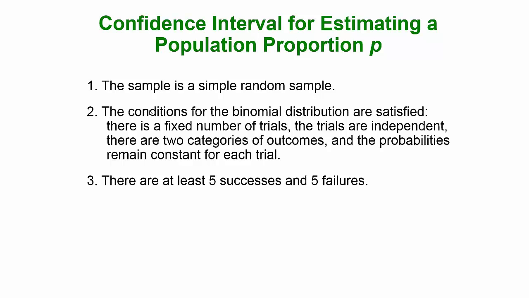When we set up a confidence interval for estimating the population proportion p, the sample should be a simple random sample. Also, the conditions for the binomial distribution need to be satisfied. There should be a fixed number of trials, the trials need to be independent, and there have to be two categories of outcomes. Also, the probabilities should remain constant for each trial. The third requirement is that there should be at least 5 successes and 5 failures.